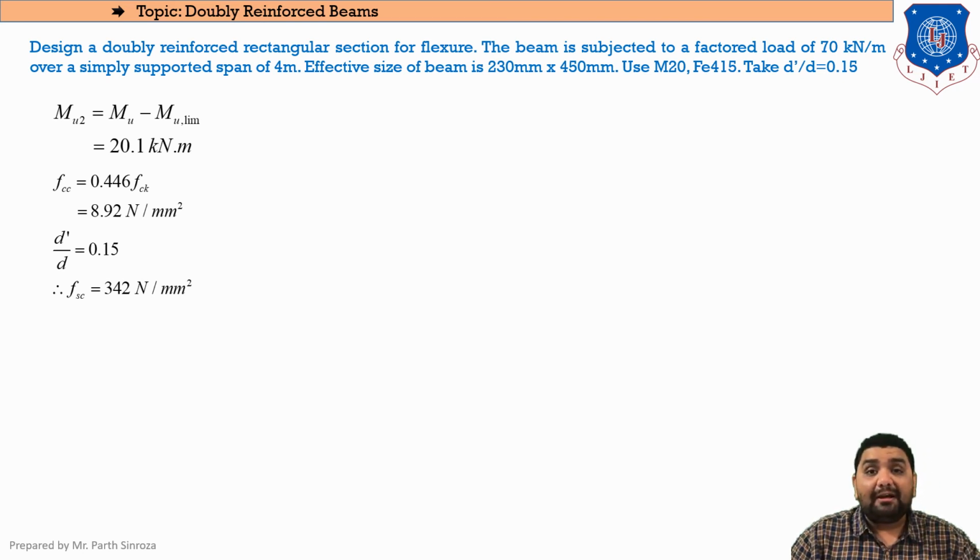For fsc, keep in mind here the d dash by d ratio is not to be found, because the d dash by d ratio is already given in the question. So for 0.15, the fsc value will be 342 Newton per mm square. For 0.10, it was 353 Newton per mm square. We just substituted 353 in each and every case up till now. But here, as d dash by d is given in the question to be 0.15, we will be substituting fsc to be 342 Newton per mm square.